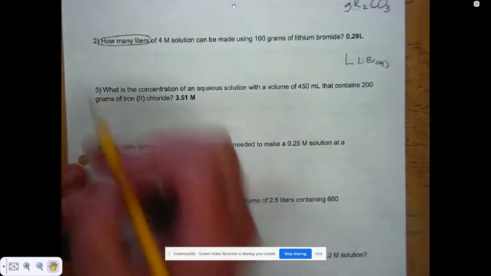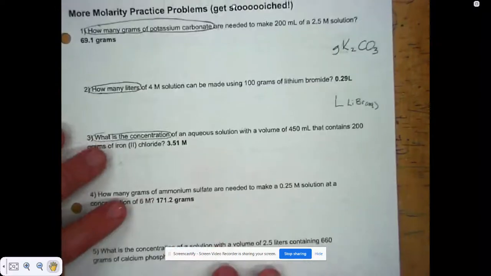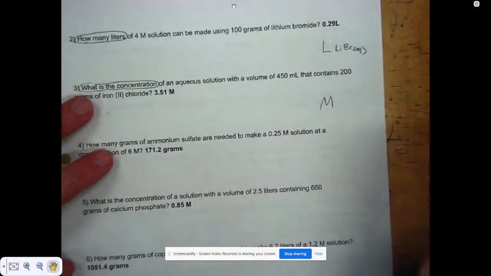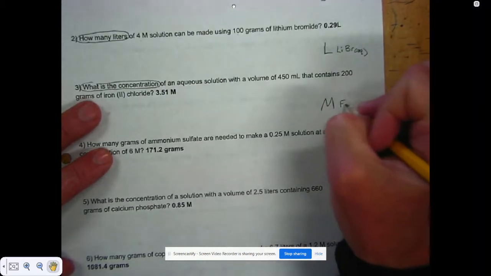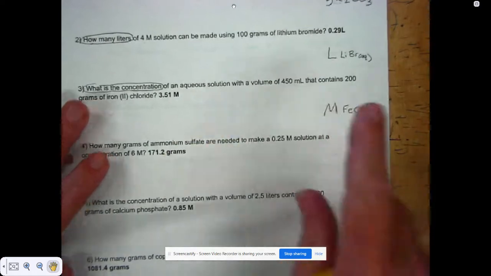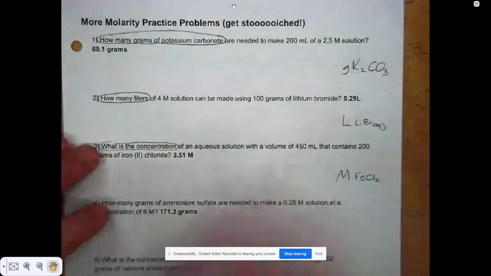This one says, what is the concentration? And concentration can be written all sorts of different ways, but we're talking about how to do molarity. So we know that our concentration is going to be molarity. And here we're talking about an aqueous solution of iron 2 chloride. So that's the first thing you're going to want to do, write down the units of your answer, because that's going to inform you of how to proceed.